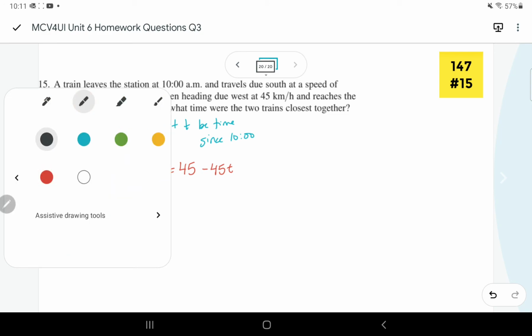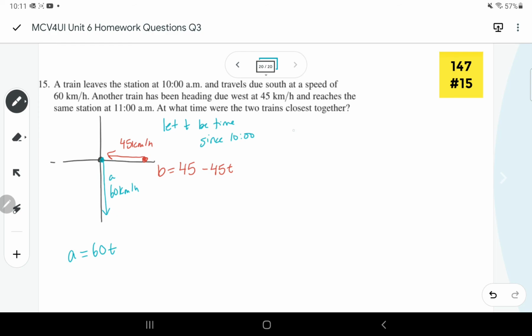So I'm going to set up a triangle to measure the distance between them. So this would be A, and that's B, and that's D. So I know that the distance squared is A squared plus B squared, or that the distance would be A squared plus B squared to the exponent 1/2 if I wanted to find the derivative of the distance. And I want to get that distance in terms of time. So I'm going to say D of t.